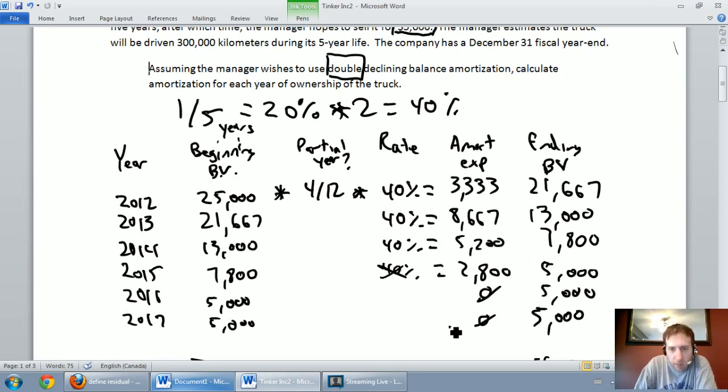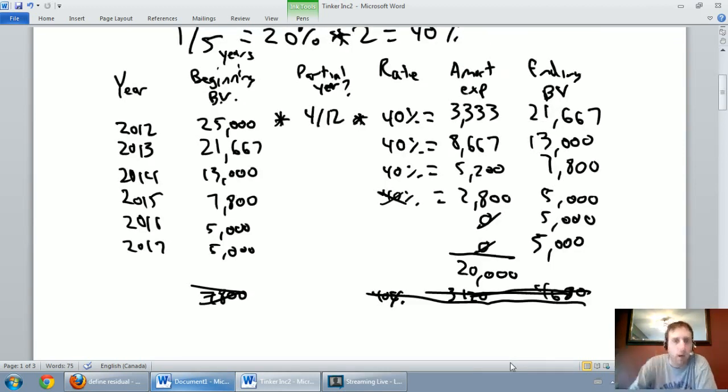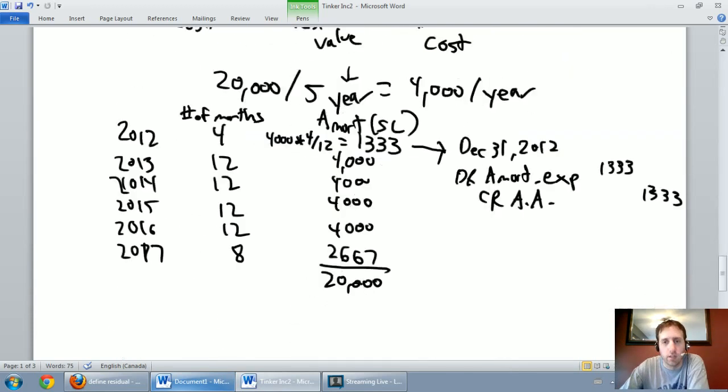Now, when I add up my amortization expense, there should be a familiar number. 3,333 plus 8,667 is 12,000, 5,200 and 2,800 is 8,000. Total up the whole column, and you get 20,000, and that, of course, is our amortizable cost. We said we were going to amortize this asset for 20,000. Now we have. Now, comparing our three methods, going all the way to the bottom.